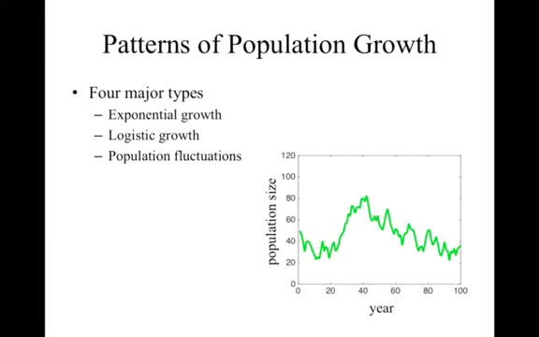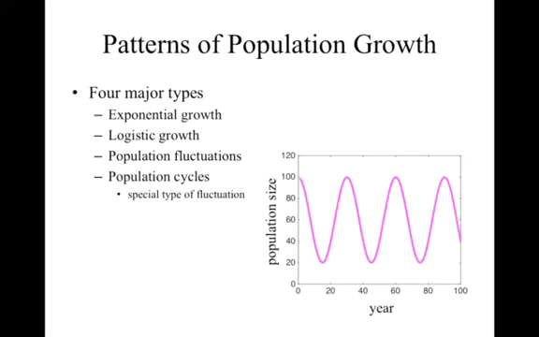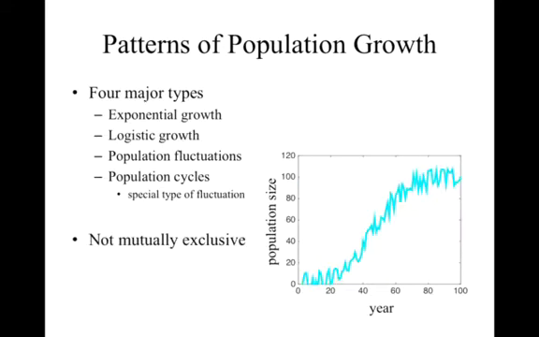That's a population fluctuation. The other thing you can have is population cycles. And this is a very special type of population fluctuation. It's regular. It's not going up and down at random and you think, what's happening? Here you actually see, every certain number of years the population peaks and then it falls, and then it peaks and then it falls. And so that's a population cycle, which also happens in some systems.